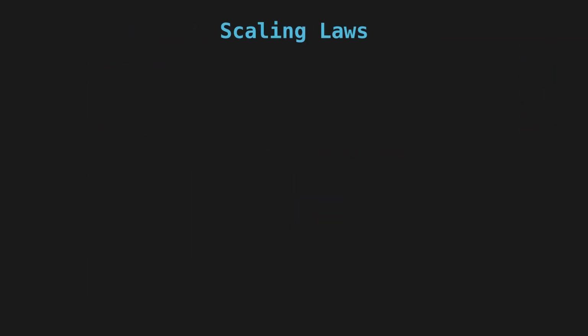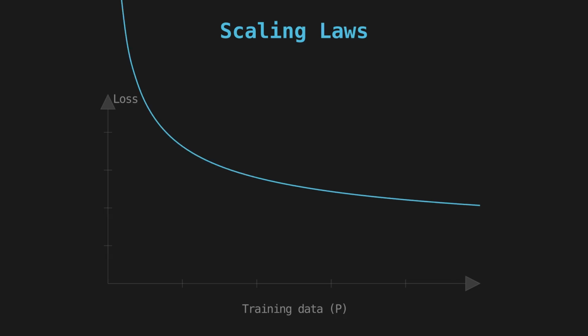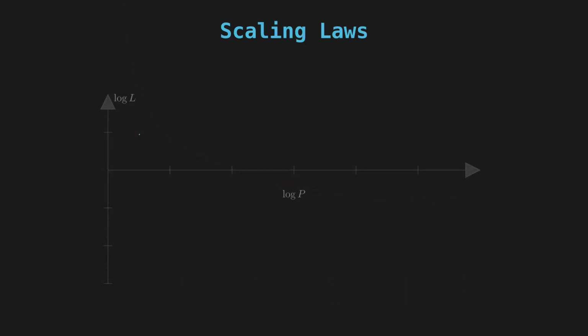Before we get to the theory, we need to understand scaling laws. When you train a language model, its loss improves with more training data. Plot loss against dataset size, and you get a curve that drops steeply at first, then levels off. Familiar shape, but hard to work with. Plot the same data on a log-log scale, and something happens. The curve becomes a straight line.